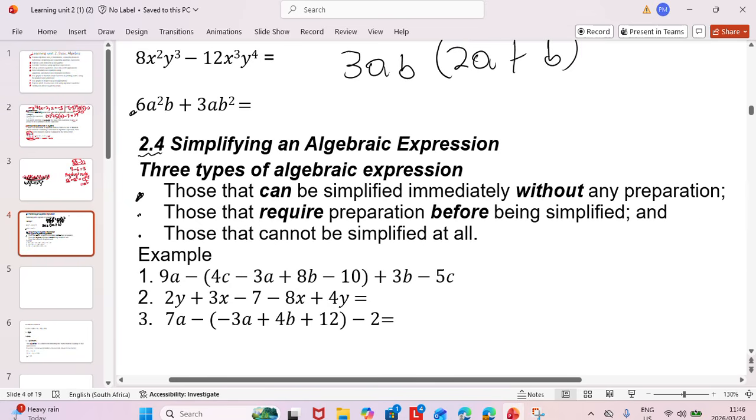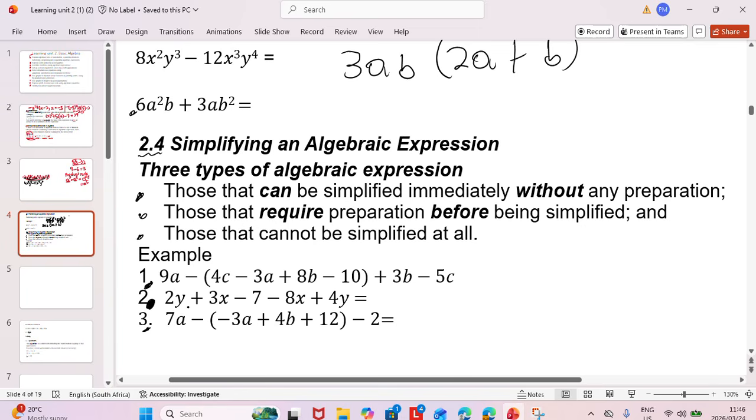Okay? Number 2, those that require preparation before being simplified, and those that cannot be simplified at all. So let's look at number 1. Number 1, you need to prepare number 1 and also number 3 before you can simplify. But looking at number 2, guys, you'll understand when I'm doing the solution. Number 2, you can just simplify without preparing the algebraic expression.